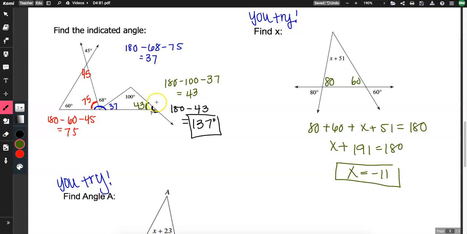All right, here's my final answer. I got negative 11. I have a couple of vertical angle pairs, and then the three angles inside should sum to 180, and solve for x.